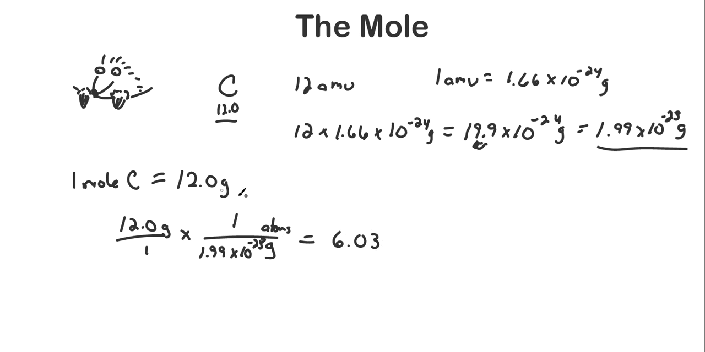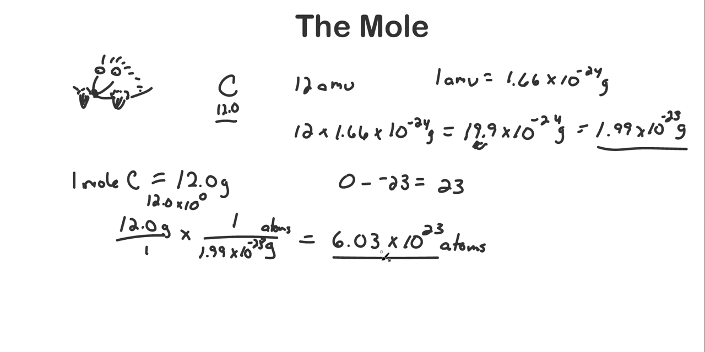And when you divide, you subtract the exponents. Remember, 12.0 grams is the same as 12.0 times 10 to the 0 power, because 10 to the 0 is 1. So times 10 to the 0 minus negative 23, which equals 23. And we're left with atoms. So 1 mole, or 12 grams of carbon, is 6.03 times 10 to the 23rd atoms.